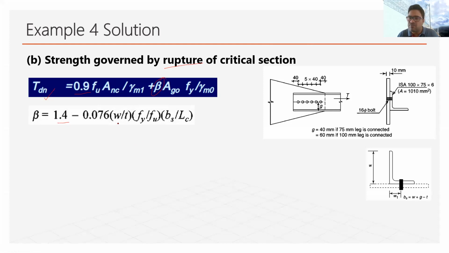I have already explained the terms in the previous part: W, T, Fy, BS, LC. Now we will calculate all these values, like W by T. In the figure, you can see what W is. W is basically the length of the outstanding leg, and this part is the connected part. So now we will see that.